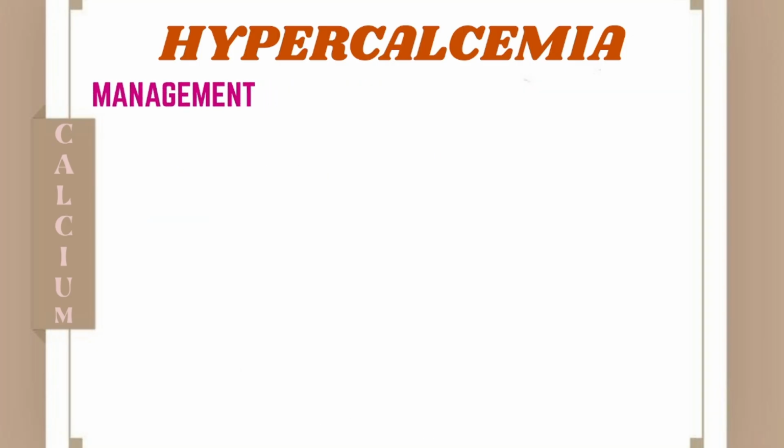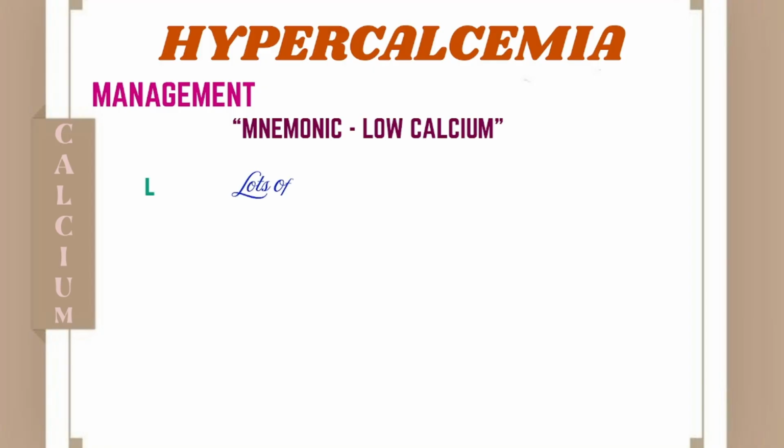How will we manage the condition of hypercalcemia? We know that hypercalcemia is a condition of increased calcium. So to manage this, we have to lower the level of calcium. So the mnemonic for hypercalcemia management is low calcium. L stands for lots of IV fluids, mainly NS. We will administer large amounts of intravenous normal saline to promote renal excretion of calcium.